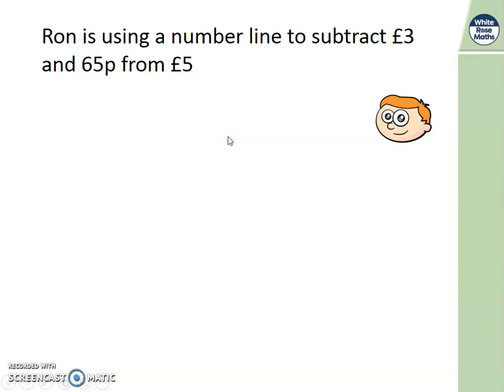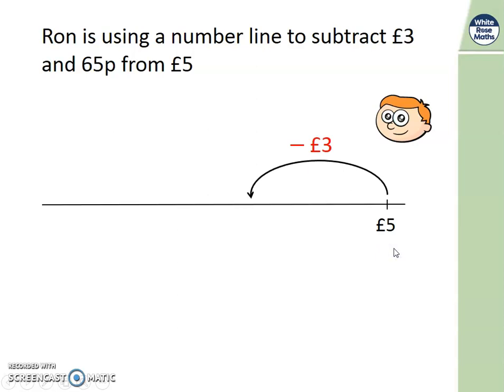Let's look at how we could use it in problem solving. Ron is using a number line to subtract £3 and 65 pence from £5. He starts at this end at £5 and he's going to subtract back in jumps. First, he's going to subtract the £3. So from £5 subtract 3 lands at £2.